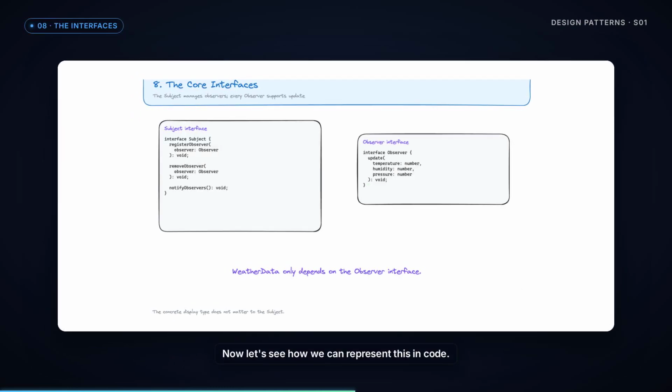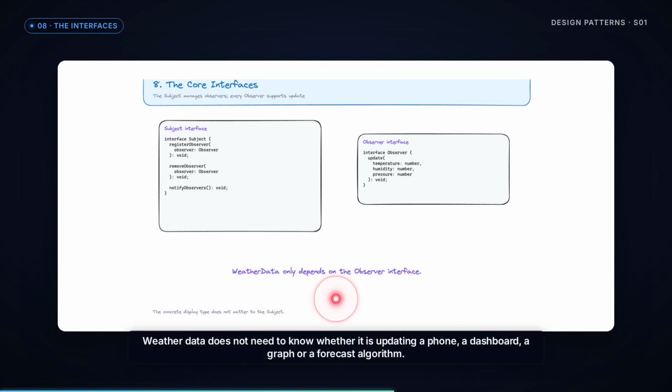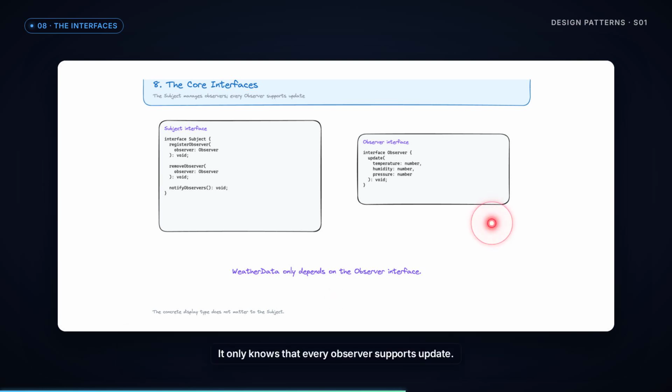Now let's see how we can represent this in code. First, we create a subject interface. It has three responsibilities: register an observer, remove an observer, and notify all observers. Then, every display will implement the observer interface. It has one method, update. When WeatherData changes, it calls update on every subscribed display. This is the beauty of this design. WeatherData does not need to know whether it is updating a phone, a dashboard, a graph, or a forecast algorithm. It only knows that every observer supports update.